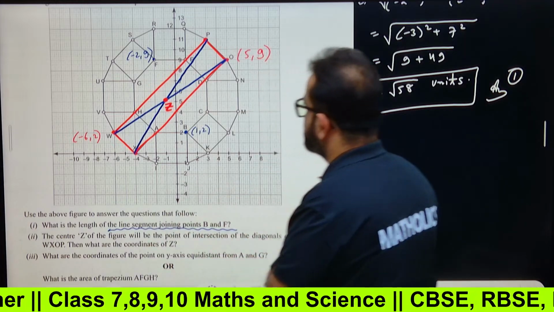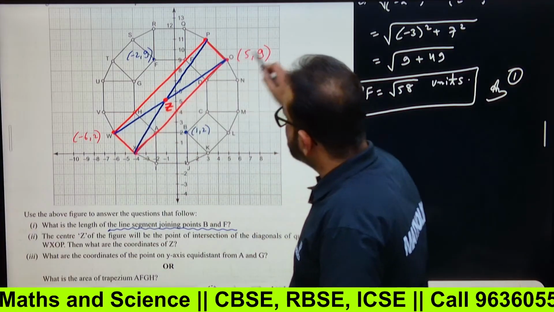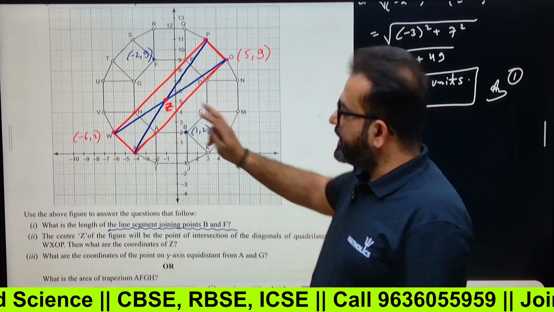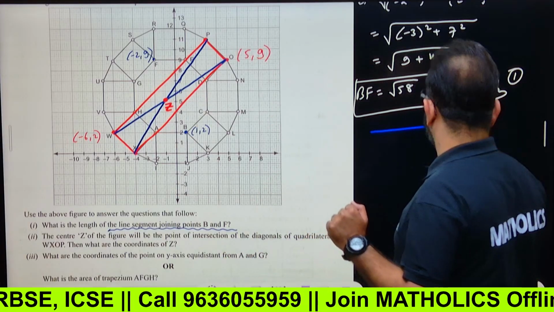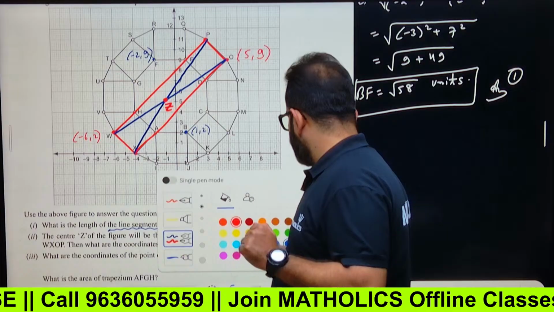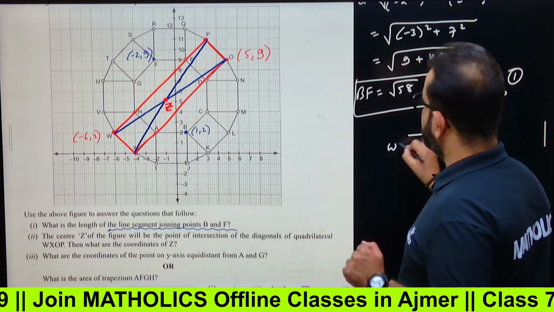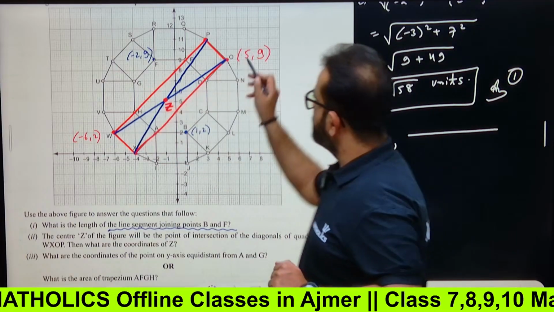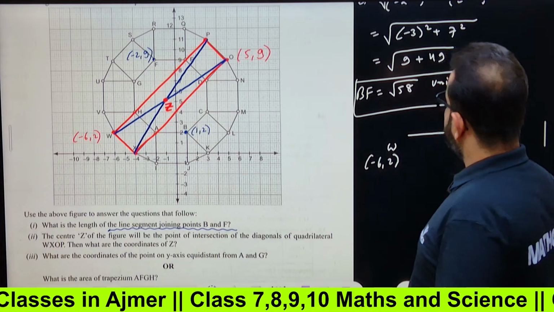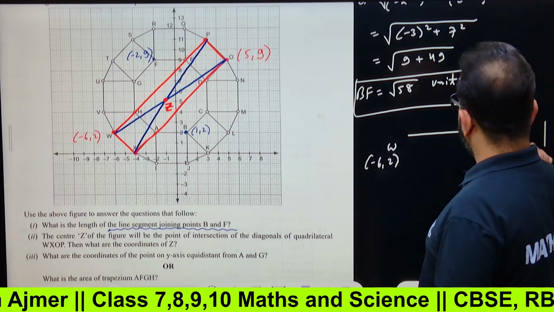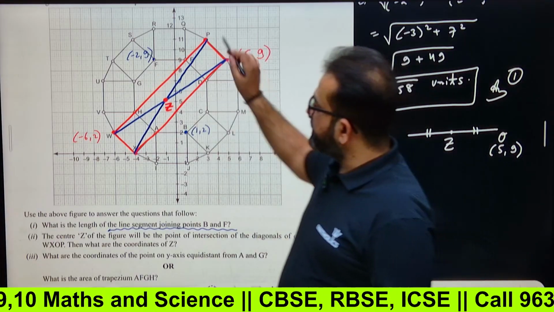Remember number one. Now this line and this line are intersecting at this point Z. You have to find the coordinates of Z. You must know how to find the coordinates of a midpoint. We have already done that. This is a line with endpoints W and O. The coordinates of W are (-6, 2) and of O are (5, 9). Z is the midpoint of this, because this is clearly forming a rectangle.